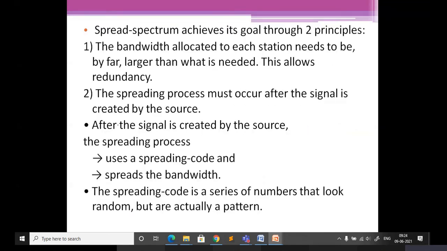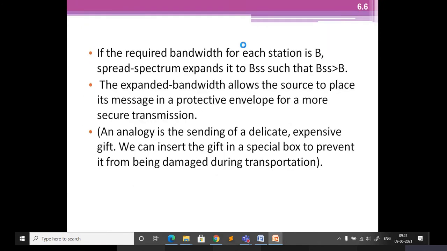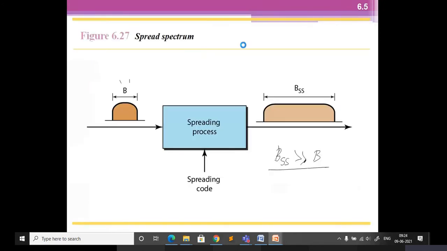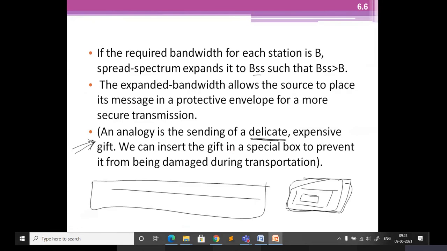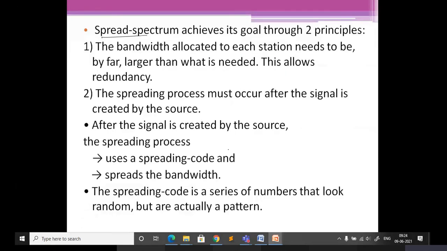So what are the two main goals you are going to achieve using spread spectrum? What is the goal I told? The stations must be able to share the media without interception by the attacker. There should not be any interception by the attacker. For that, what principle do you need to follow? Here there are two principles.